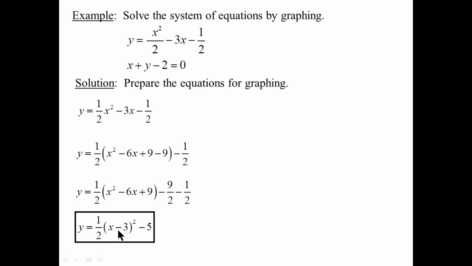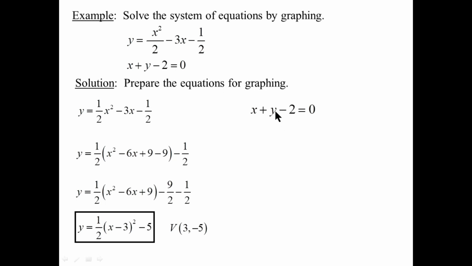-6x. Square the last term. -3 squared is +9. And -9 minus another 1 makes -10 over 2, and that's -5. Take the linear equation, prepare it for graphing.